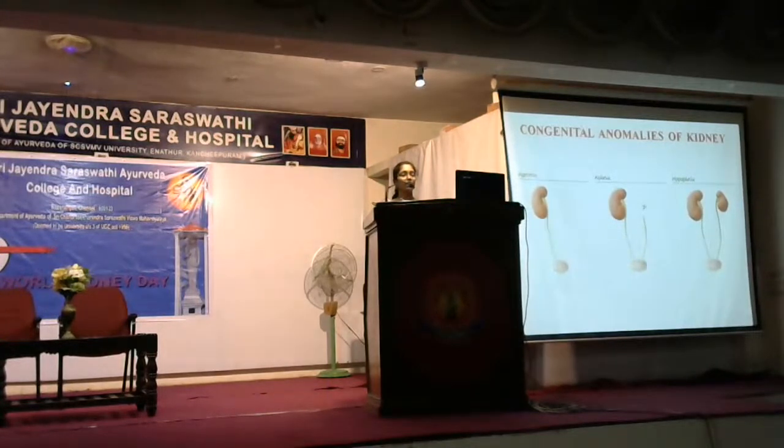In the very beginning itself, it stops growing, and that is what is seen in the middle picture, aplasia of kidney. And then there is hypoplasia, wherein the underdeveloped kidney grows to a little more extent and then stops growing. That is hypoplasia of kidney. So these three are the congenital anomalies.